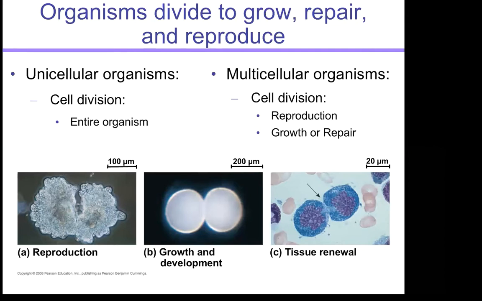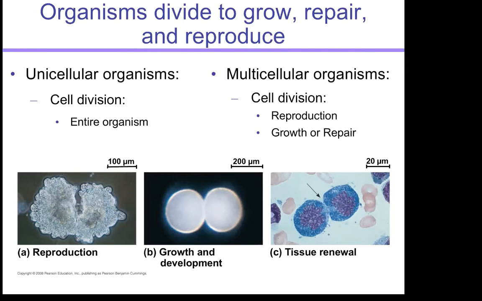and to reproduce. Now, when we're talking about cell division, what we can do really depends on whether we're talking about a unicellular or multicellular organism. When it's just a single cell, division of that cell results in an entirely new organism, like we see of this amoeba right over here. You had one, you separate, and now you have two.